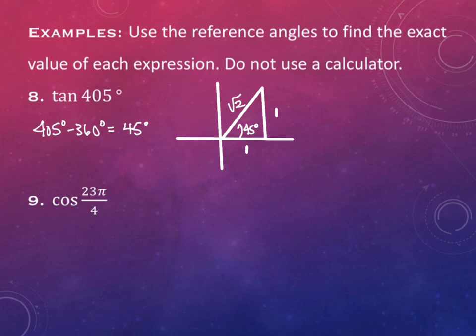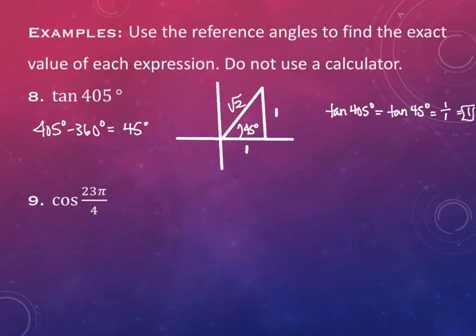Okay. So if I'm looking for the tangent value here, then the tangent value of the 405 is the same as the tangent value of 45 because we used the reference angle. And the tangent value of 45 for this triangle, right, because it's a 45, 45, 90 triangle, opposite over adjacent, x over y, it's 1 over 1. So the tangent value is 1.